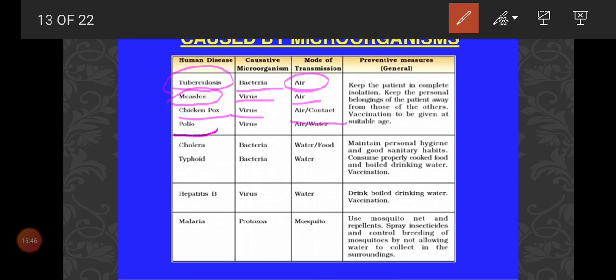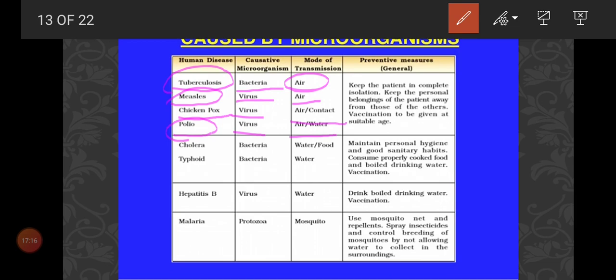And polio, we know nowadays, is caused by a virus and it spreads through air and water. For all those diseases, nowadays a vaccine is available. When we give the vaccine at the proper months, for example after birth, at 3 months, 15 days, 45 days, 1 year, 1.5 years, if immunization takes place properly, you won't get these kinds of diseases.